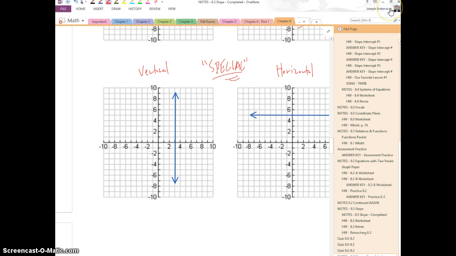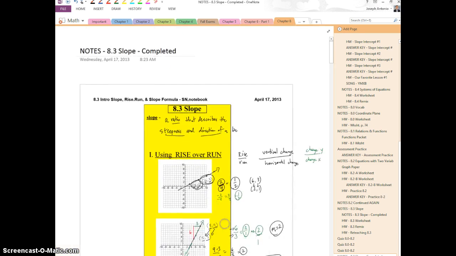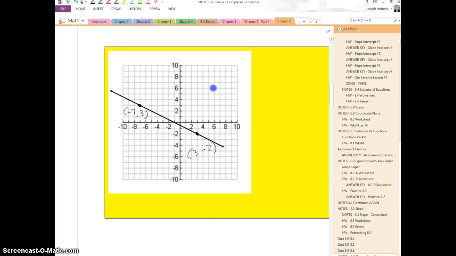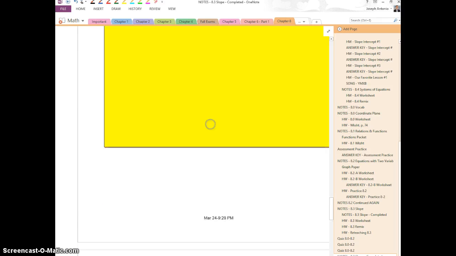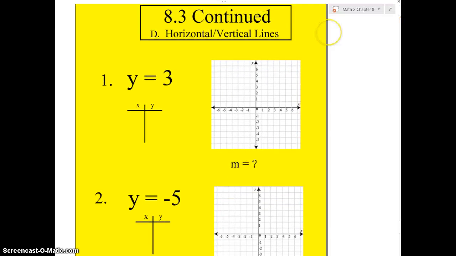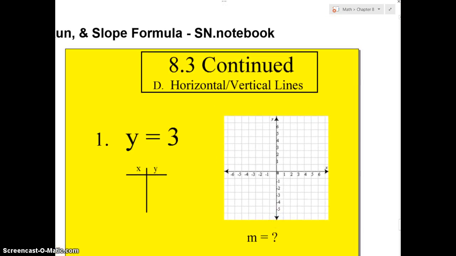So what we want you to do is, and you can have the teacher pause the video if you want to, go back to your notes that say 8.3 slope completed, or just 8.3 slope, and scroll all the way down until you see where it says 8.3 continued, horizontal and vertical lines.